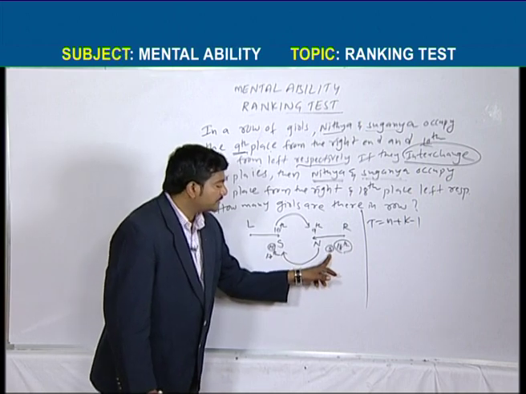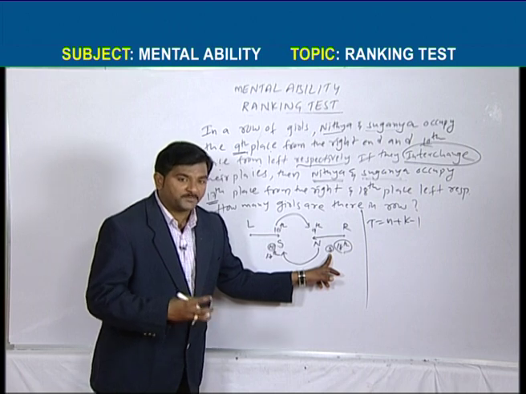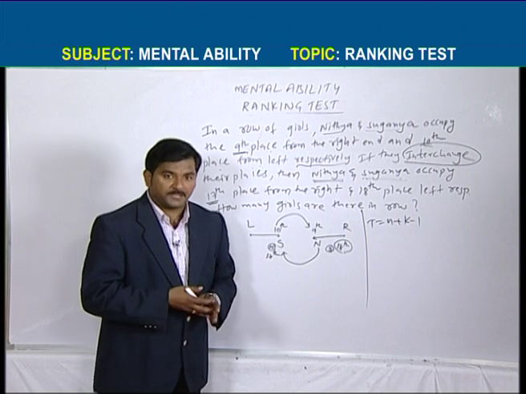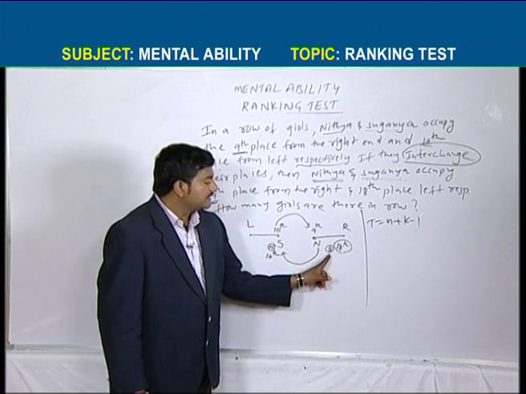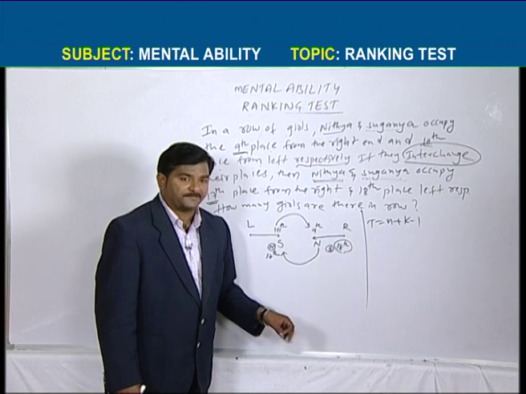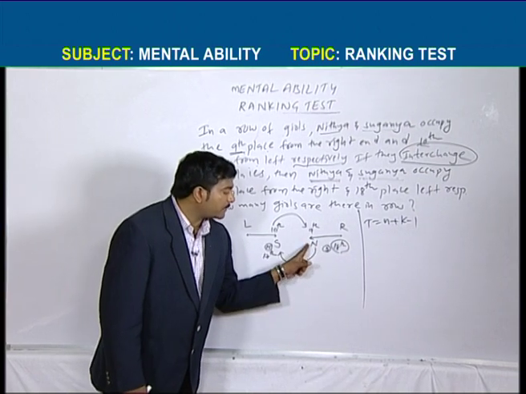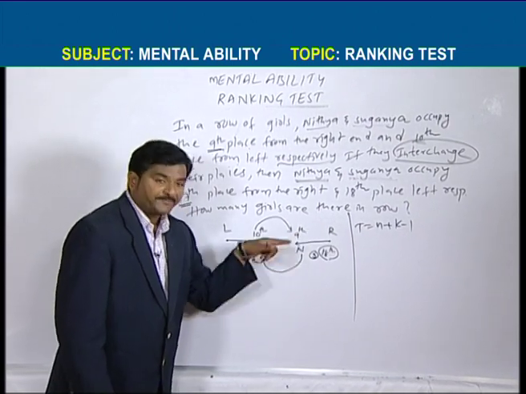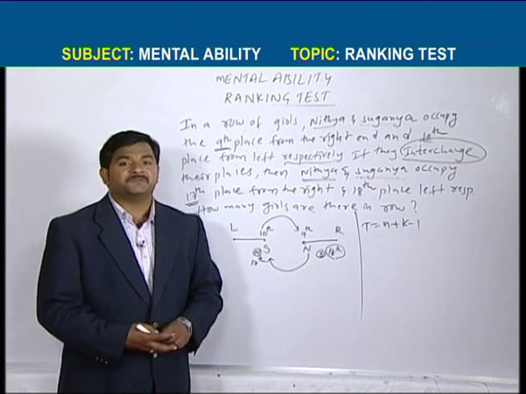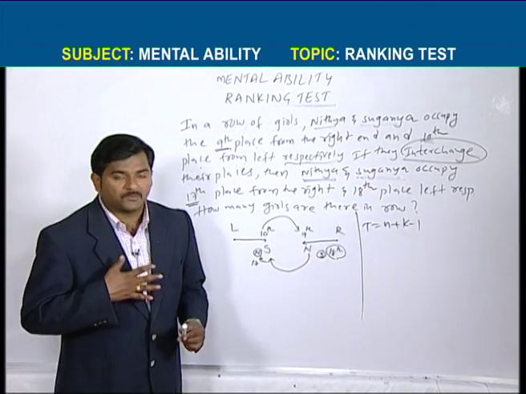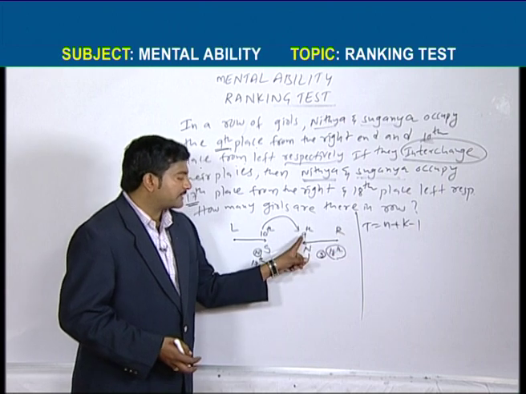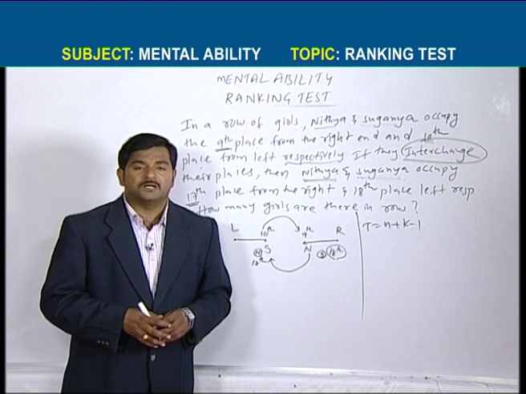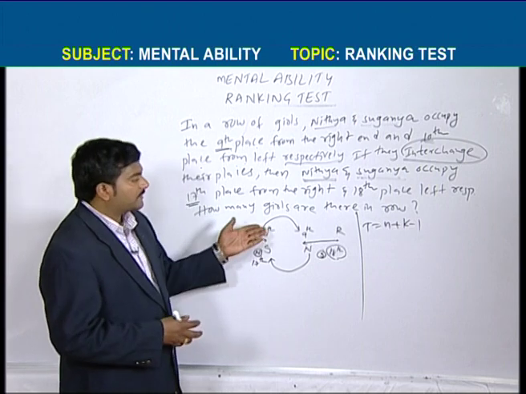But Suganya's present position is equal to what? Nitya's previous place. So what does it mean? Suganya is 18th from left. But this Suganya occupies Nitya's position. Nitya's position is how much here? 9th from right. That's why now Suganya's position from right is also 9th. Now I know Suganya's position from right and from left. Therefore, I can find the total number of girls in that row.